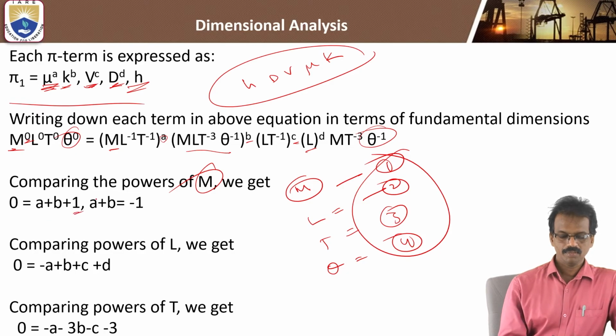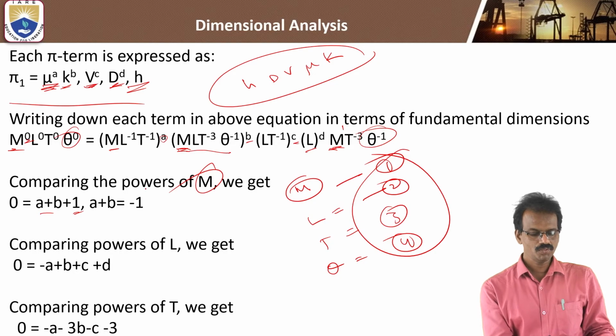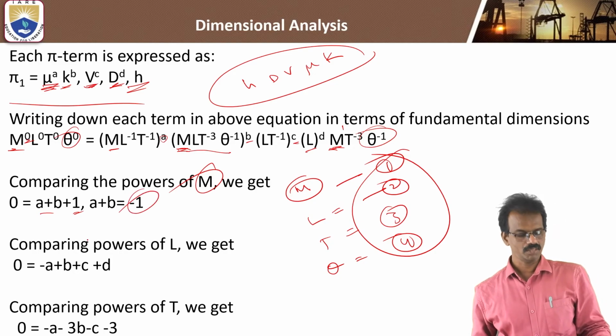So with respect to the power of M: here 0, here 1, here 1. Next, with respect to M, here a, here b, and here also to the power of 1 only. So a plus b plus 1 is equal to 0. Then a plus b is equal to minus 1. So that is one relationship.